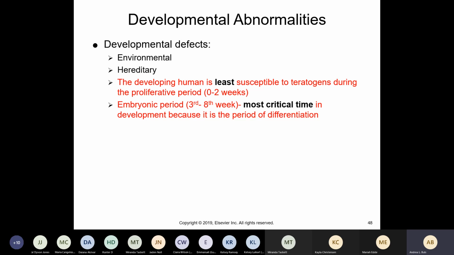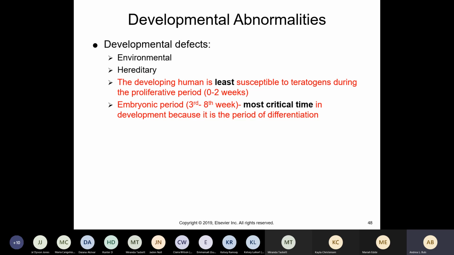Developmental defects can occur, as we know, and those can either be due to environmental reasons or they can be hereditary. So a developing human is least susceptible to teratogens during the proliferative period. So remember that period where we've got the morula, the blastocyst, we're not an embryo yet. That is the time period that is least susceptible to teratogens.